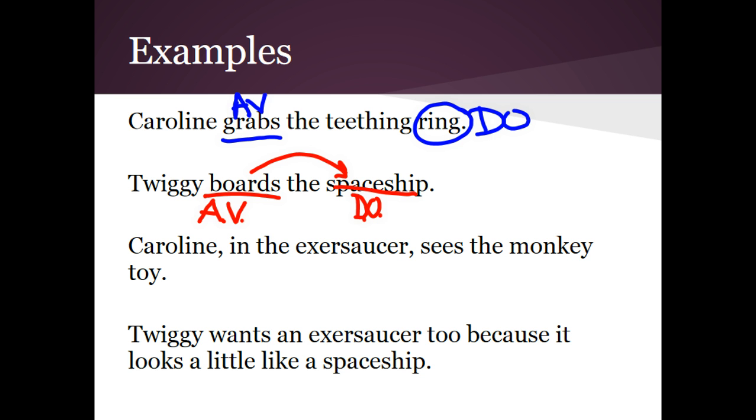Caroline in the Exer-Saucer. I didn't know that was a real thing. Did you know that was a real thing? I didn't know that was a real thing.